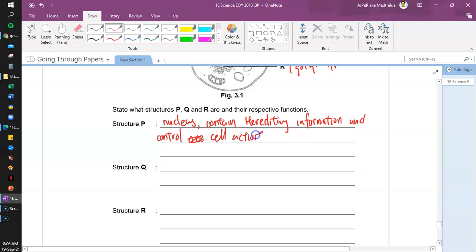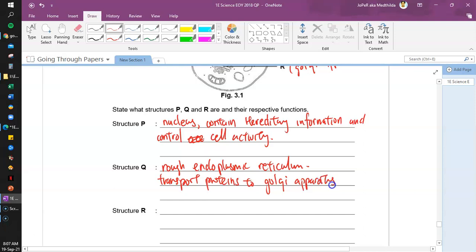Okay, so this is the function of the nucleus. Q is actually the rough endoplasmic reticulum. So what do they do? They actually transport proteins. So they transport proteins to the Golgi apparatus to secrete out of the cell. Actually, if you just write this part, more or less quite okay already.